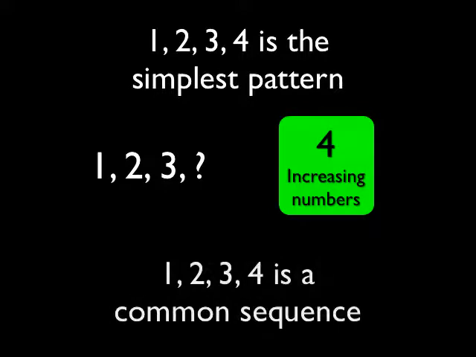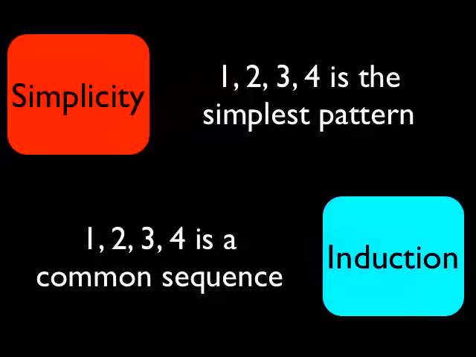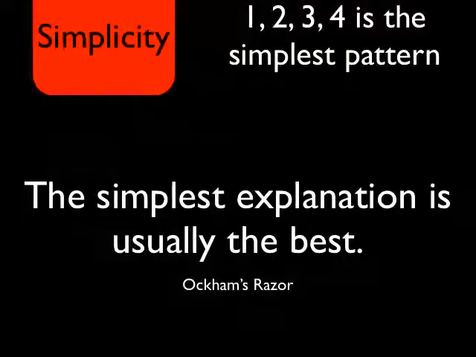The second pattern, or the second bias, is that 1, 2, 3, 4 is just a very common sequence. You and I have seen it a lot of times before, and usually when you see 1, 2, and 3, 4 is actually the thing that follows. I'm going to rewrite these and call them the simplicity bias and the induction bias. So the simplicity bias is effectively Occam's razor. The simplest explanation is usually the best. Given a whole bunch of different choices, we should always be biased to assume that the answer or the explanation is the simplest one, given no other information.